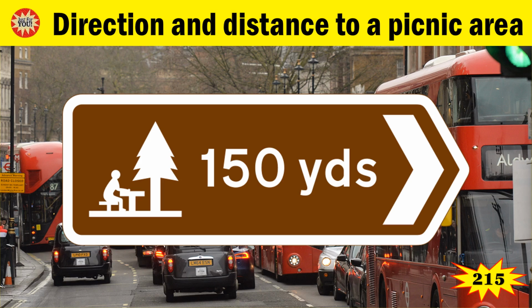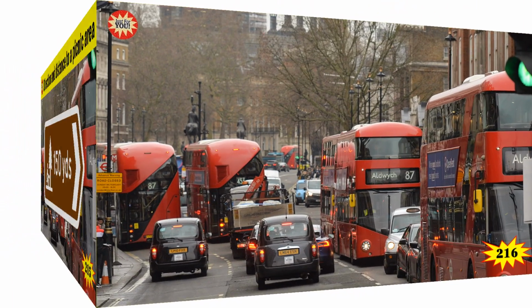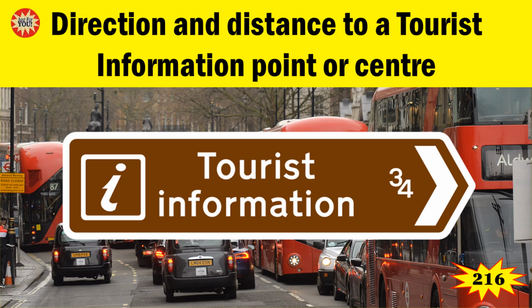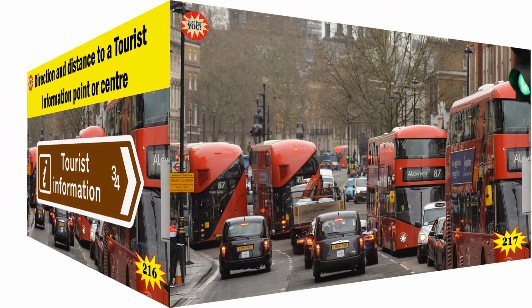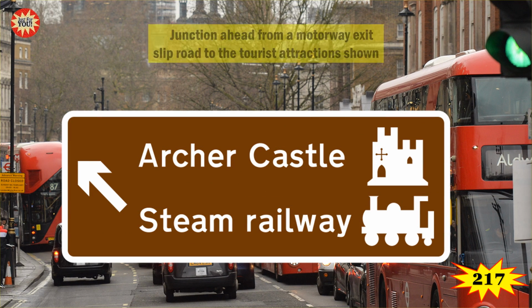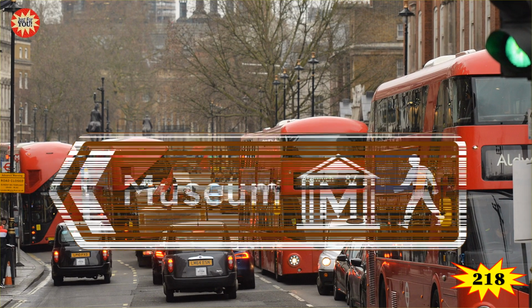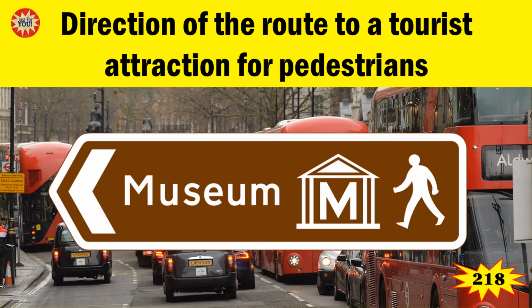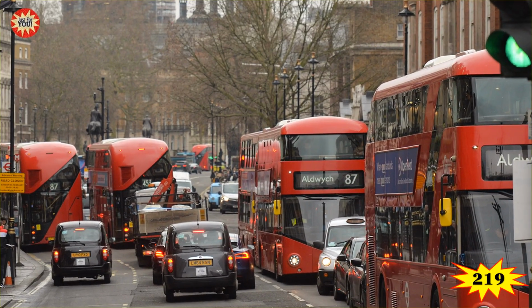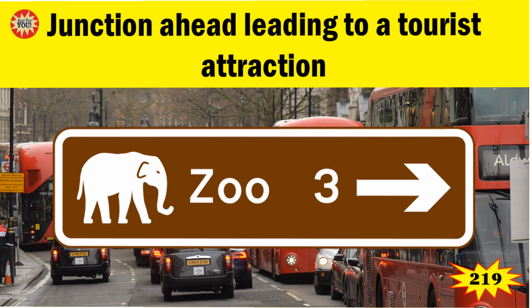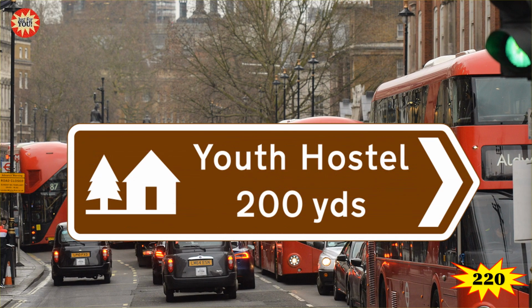Direction and distance to a picnic area. Direction and distance to a tourist information point or center. Junction ahead from a motorway exit slip road to the tourist attractions shown. Direction of the route to a tourist attraction for pedestrians. Junction ahead leading to a tourist attraction.